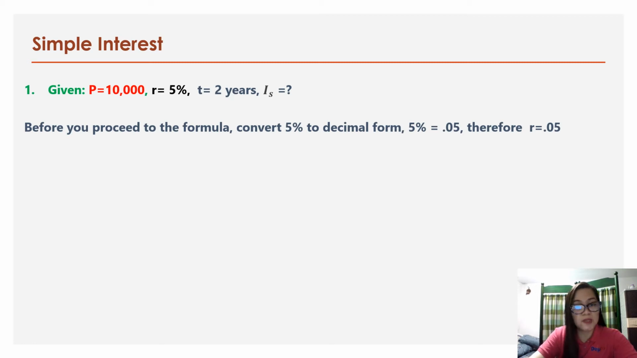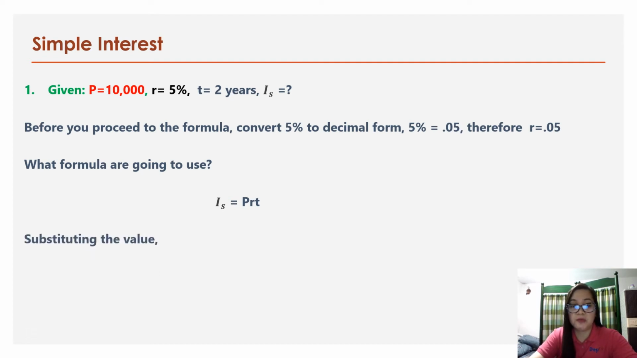But before you proceed to the formula, we will convert 5% to decimal form. That's why 5% is equal to 0.05, therefore R is equal to 0.05. So always remember that rate is always given in percent. That's why you will always convert that to decimal form. What formula are we going to use? We only have one formula in solving for I sub s, or the simple interest, which is the PRT, or the principal times rate times time.